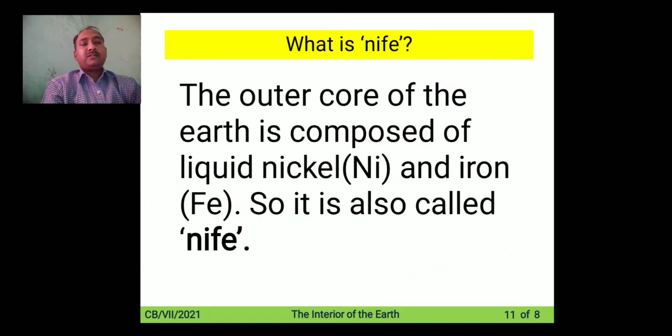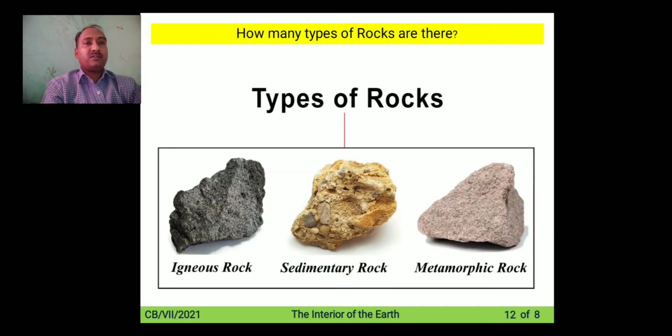Then in the outer core of the barosphere, we always find two important things, and these two important things are nickel and iron. So therefore its name is given as Nife. This Nife is specially found in the outer core part of the earth.